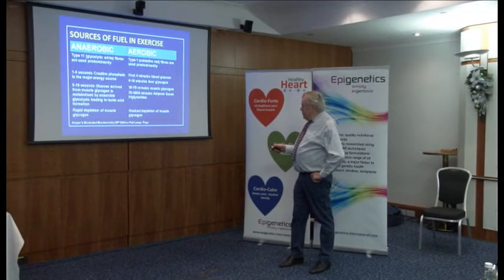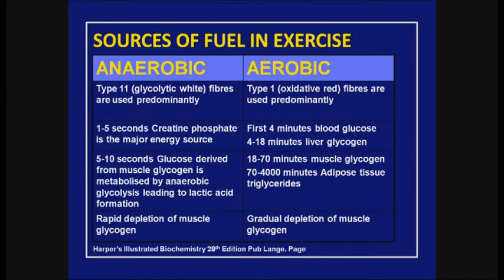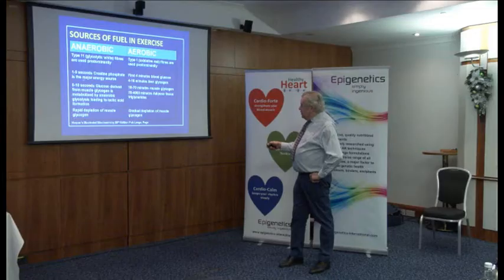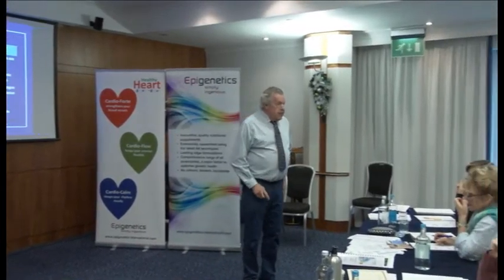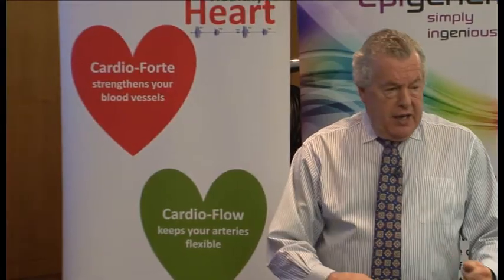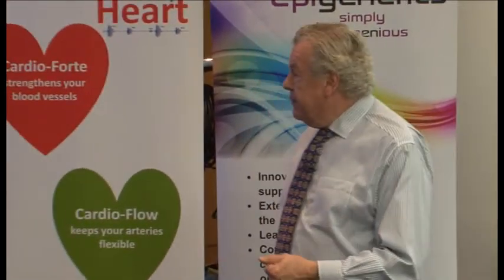Glucose derived from muscle glycogen is metabolized by anaerobic glycolysis, leading to lactic acid formation. We get a rapid depletion of muscle glycogen. So this is why you've got about 10 seconds that you can go anaerobically at top speed normally without producing the lactic acid. And if you can't metabolize the lactic acid, then that builds up, and then you get pain, and you just can't run any faster. So this is Usain Bolt running 100 meters, okay, and then not being able to do it for much longer at that speed. Okay.